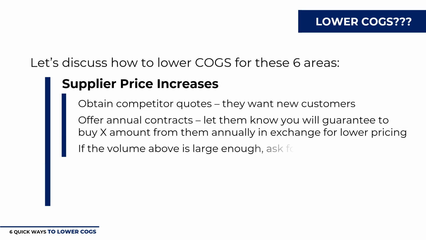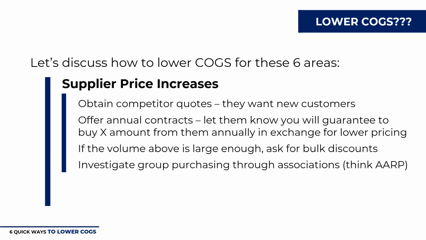Now, if your annual volume is large enough, ask for bulk discounts. Most suppliers offer quantity discounts, but they may not publish that fact. Always ask. Next, investigate group purchasing through various associations. AARP is a great example of this for those over 50 years of age. AARP is an association that offers a multitude of group purchasing discounted products and services, everything from auto and life insurance to dental, vision, and travel. Just Google purchasing associations or procurement professional associations and see what's available for your industry.